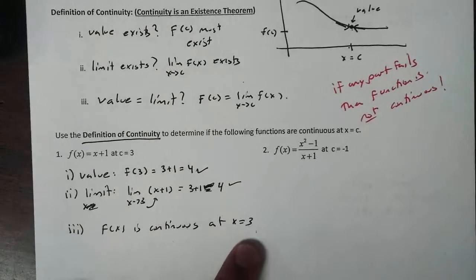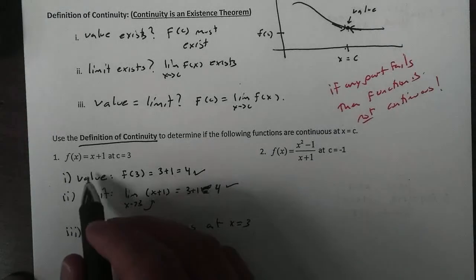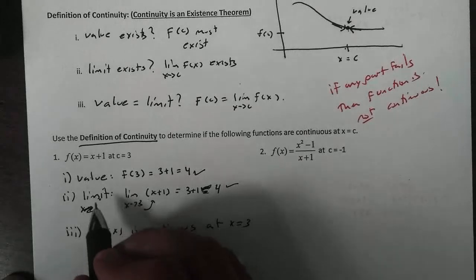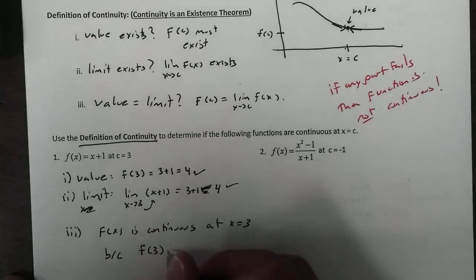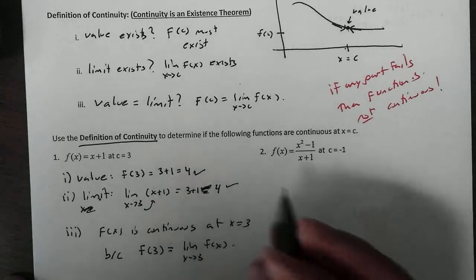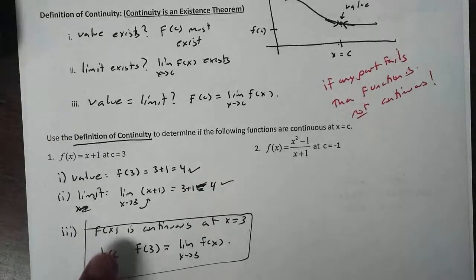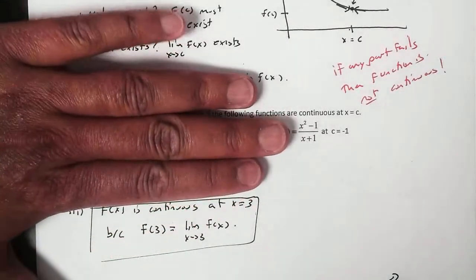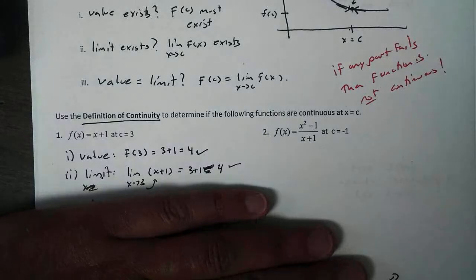We're always going to say where it's continuous, and that is because the limit equals the value. But remember, we have to nerd it up a little bit. Because f of 3, the value, equals the limit as x approaches 3 of f of x, that is our answer right there. But be careful, if you just have this, you're going to get no points for it, because you have to show that they're all equal to each other.